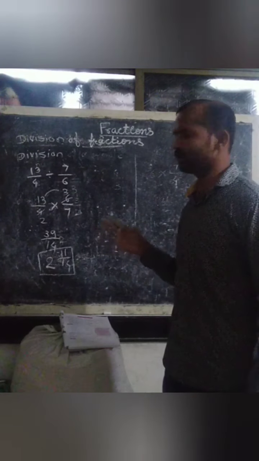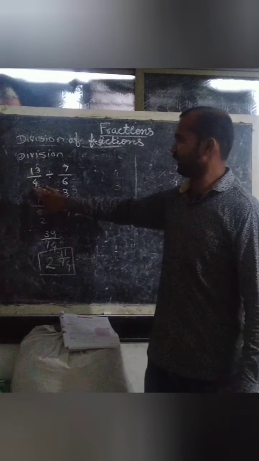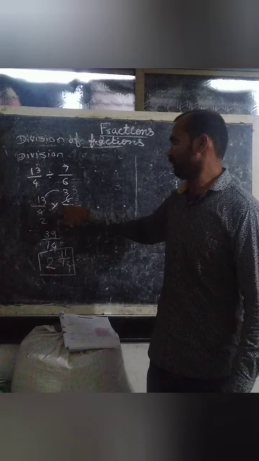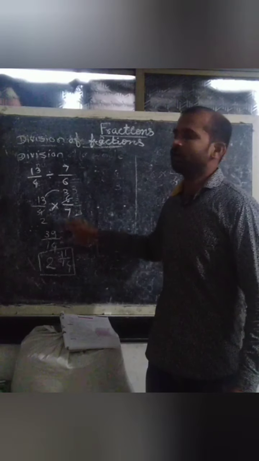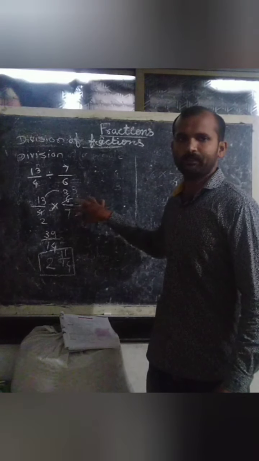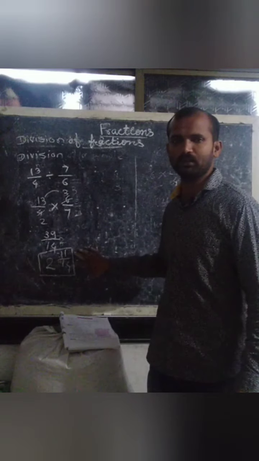So remember the steps. The very first step, you have to identify the dividend and divisor. Then change the sign of division into multiplication. Take the reciprocal of the divisor and then multiply, and write the answer in simplest form.